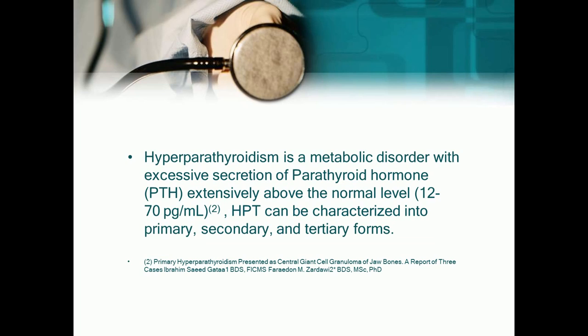So you can see here on my screen that hyperparathyroidism is a metabolic disorder with excessive secretion of parathyroid hormone, like PTH, extensively above the normal level, that is 12 to 70 picogram per ml. While in case of HPT, you can see it can be categorized into primary, secondary, and tertiary forms. Now, how can we differentiate between the primary, secondary, and tertiary forms in case of hyperparathyroidism?